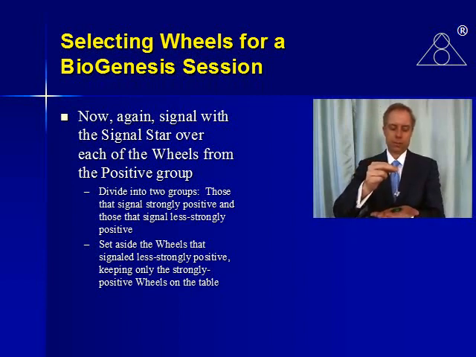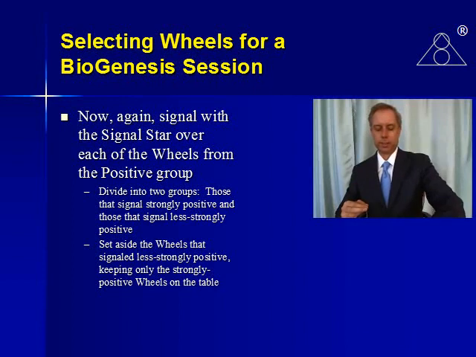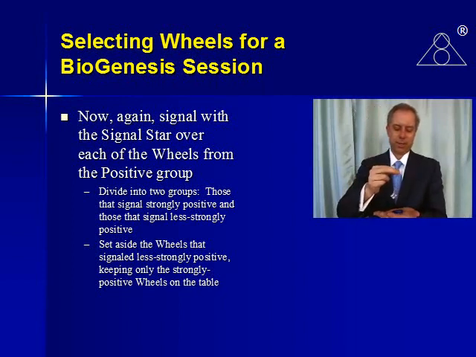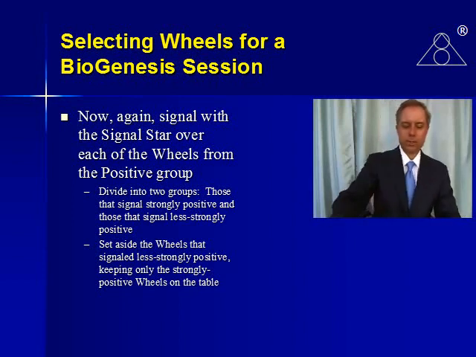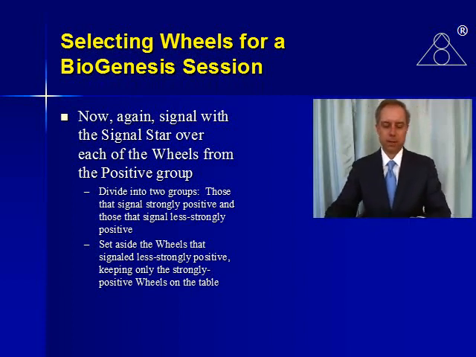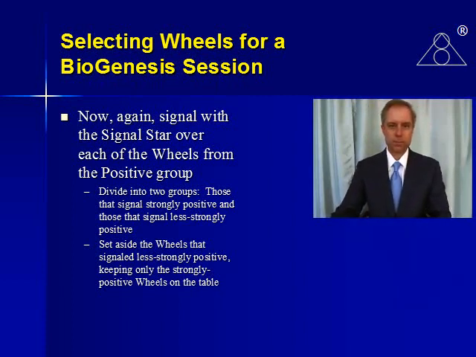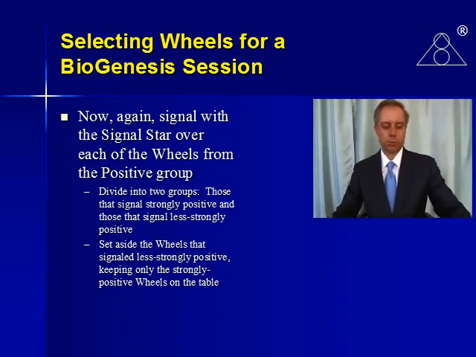I've got my green regeneration wheel, which is positive, but not very strongly positive. I've got a light violet progress wheel. And this one is, well, it's definitely positive, but it's not wildly positive. And then I've got the blue transformation wheel, and this one is strongly positive. So of the four wheels that I put in my positive pile, two of them were not strongly positive, so I'm going to set them aside. Two of them were strongly positive. Those will be the two that I go ahead and use for my personal BioGenesis session.